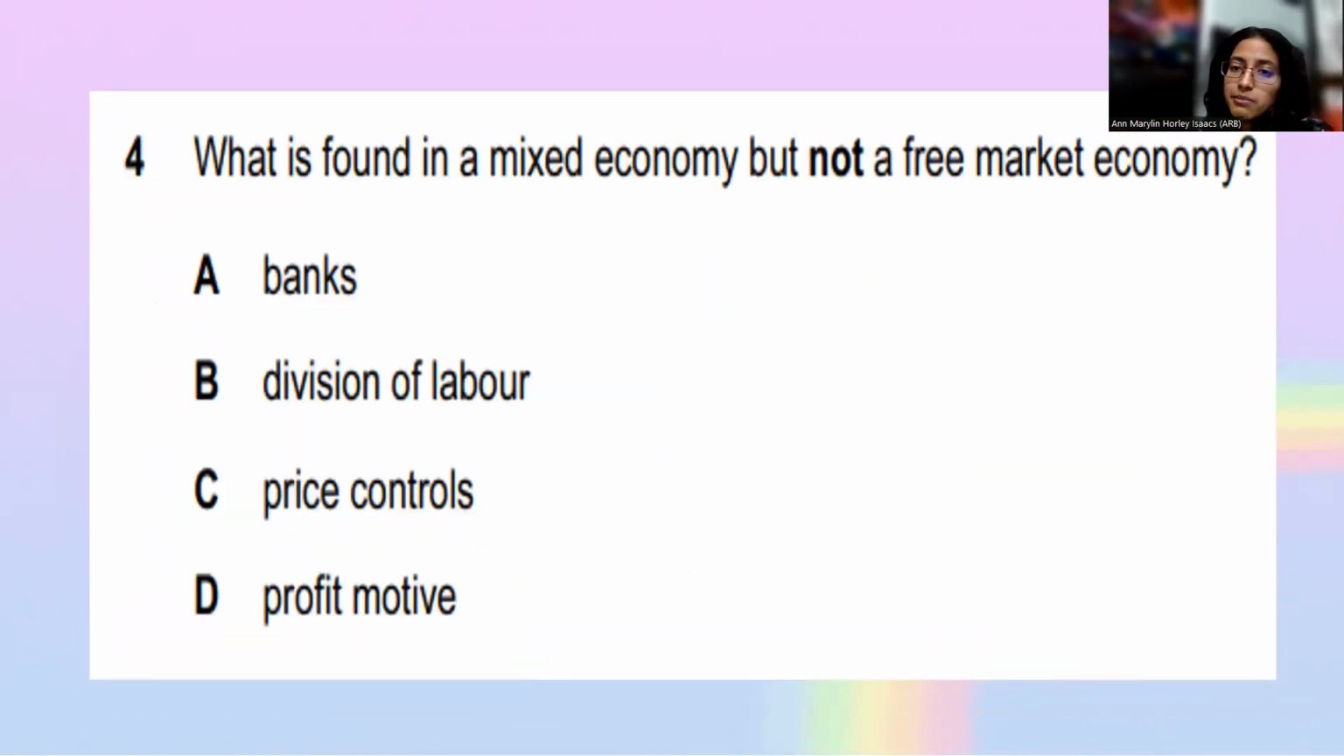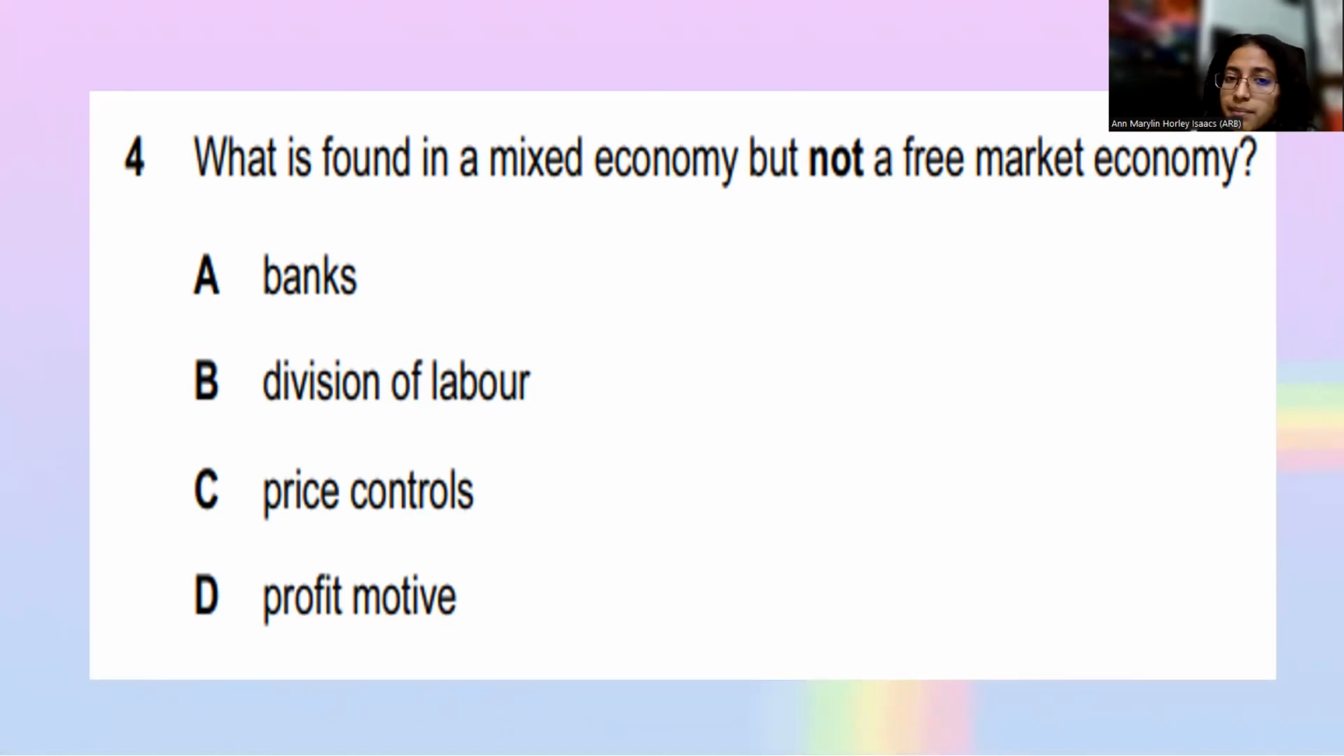What is found in a mixed economy but not a free market economy? So for this, to answer this question, you got to know what the three economic systems are, and you also need to know what the characteristics are, right? So in a free market economy, your two economic agents are your consumers as well as the producers. Command economy is mainly the government. You exist, but everything is mainly decided by the government. Mixed economy is where all three are present: consumer, producer, as well as the government.